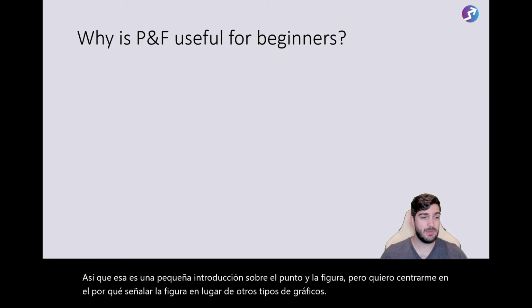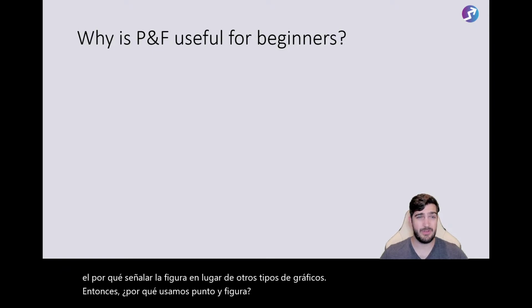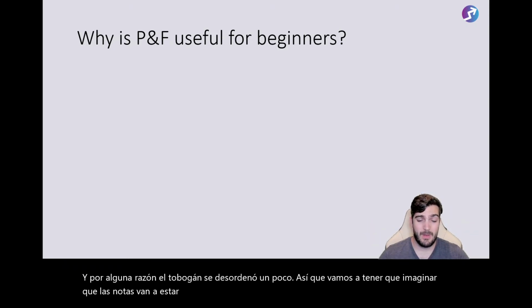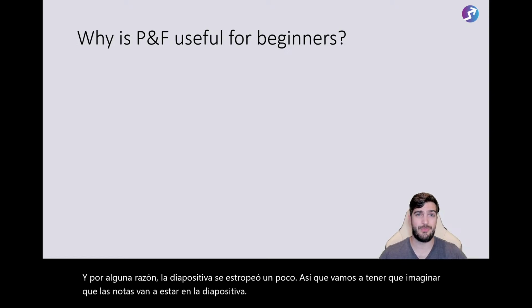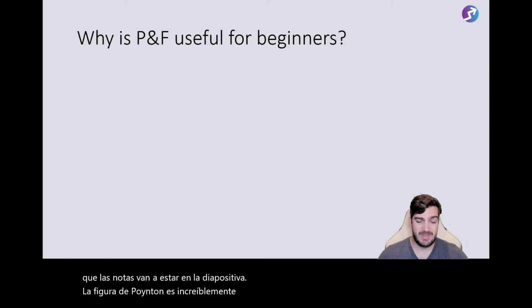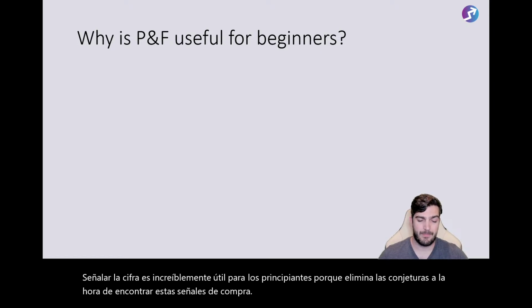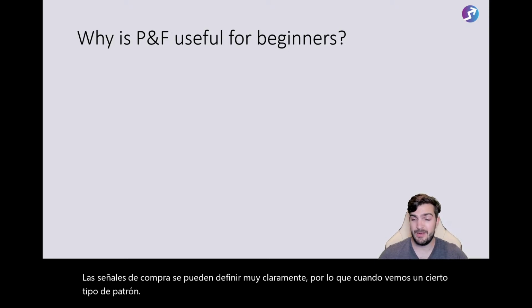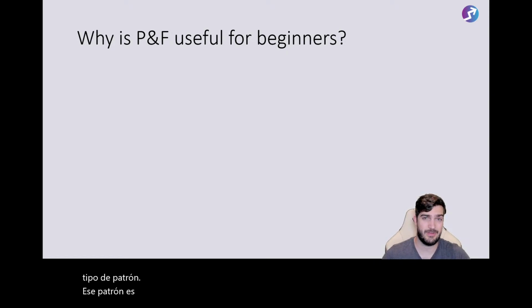So, why we use Point and Figure, and for some reason the slide got a little messed up, so we're just going to have to imagine that the notes are going to be on the slide. Point and Figure is incredibly useful for beginners because it takes the guesswork out of finding these buy signals. Buy signals can be very clearly defined. So when we see a certain type of pattern, that pattern is a buy signal or is a sell signal.